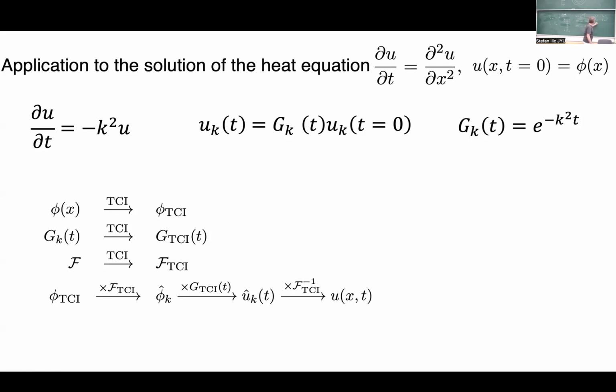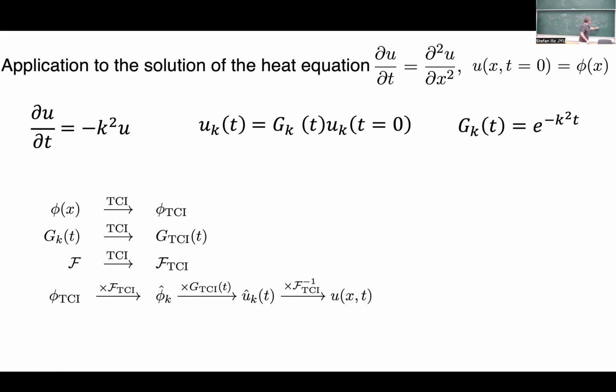The answer is exponential of minus k squared t times u in k space, so u of k at t equals 0. That's it, you have your algorithm. You take your initial condition, you put it into TCI, you get its MPS. Then you do MPU, MPS multiplication with FFT to get u of k at t equals 0.